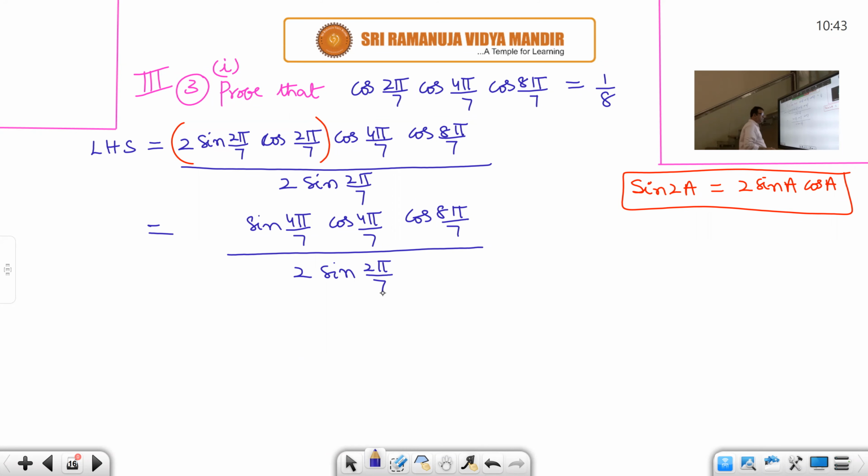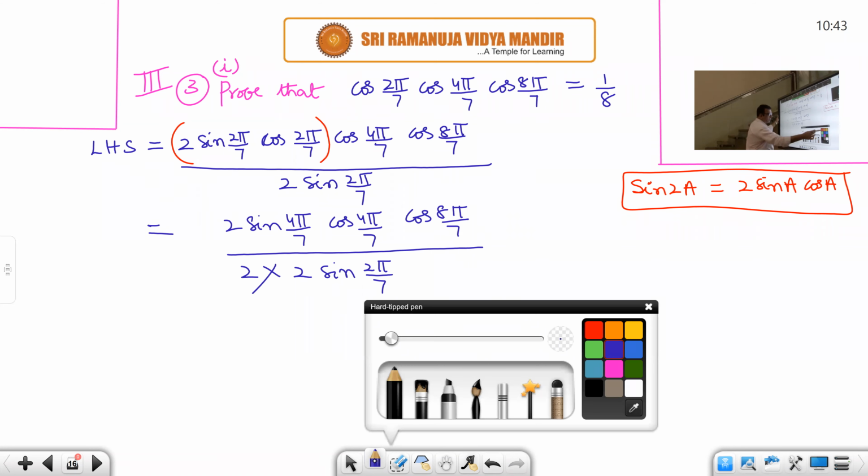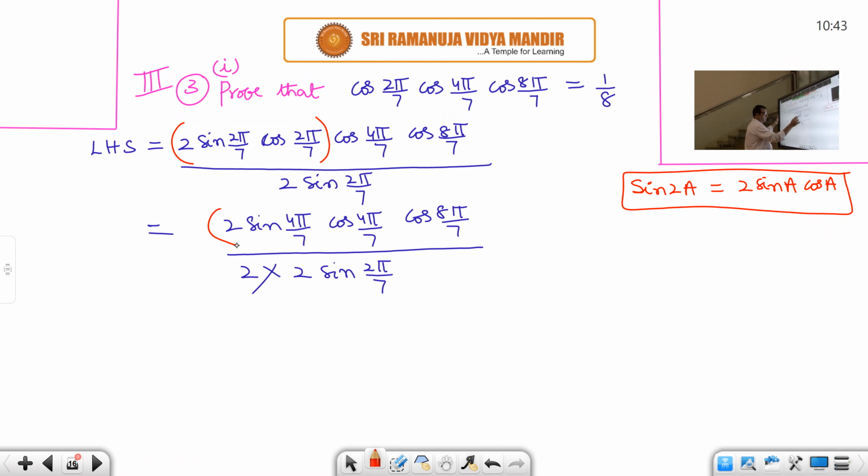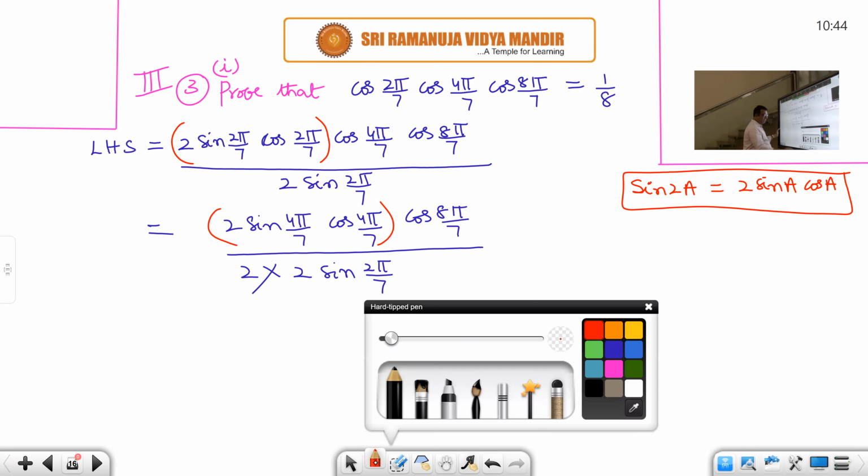Now in the numerator, you see sin 4 pi by 7 and cos 4 pi by 7 side by side. So then what do you do? Tell me. Multiply and divide by 2. That is what you are expected to do. Multiply and divide by 2 and then put another bracket for this. The bracket is again in the form 2 sin A cos A.